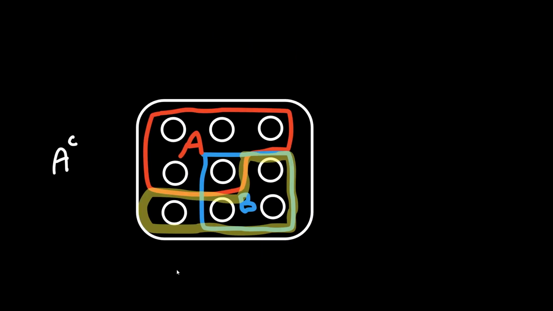The next operation is called complement. This operation represents all the outcomes in the sample space that are not part of event A. In our example, the complement of A would be the pebbles that are not part of the A subset.